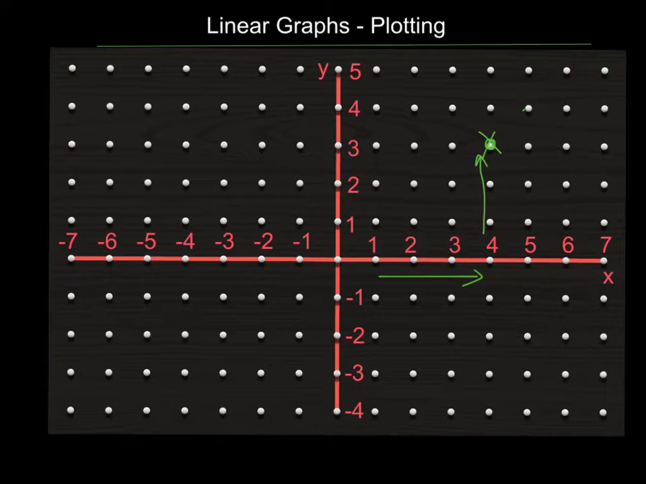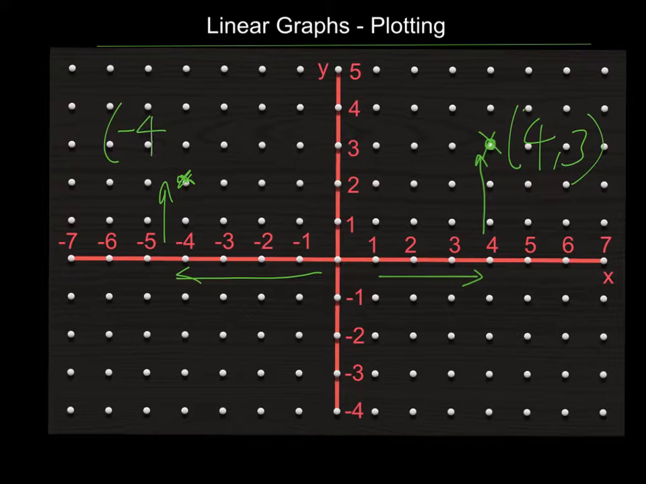So we write that point as (4, 3), which means 4 in the x direction and 3 in the y direction. If I pick another point like this one over here, then it is minus 4 in the x direction and 2 up in the y direction. So its point is written as (-4, 2).